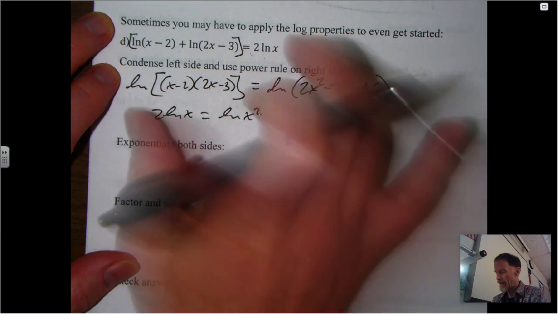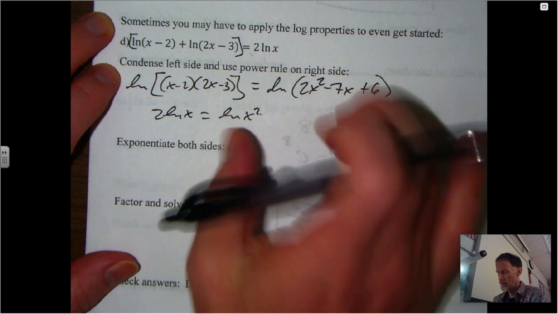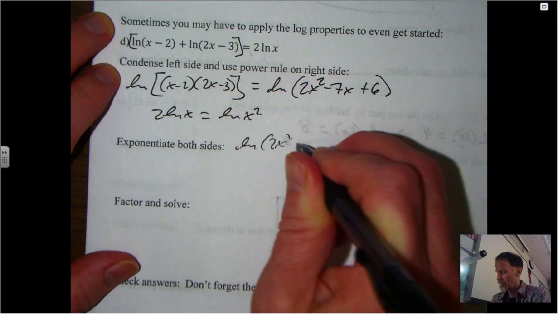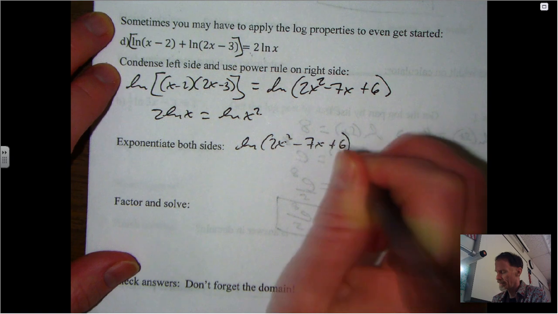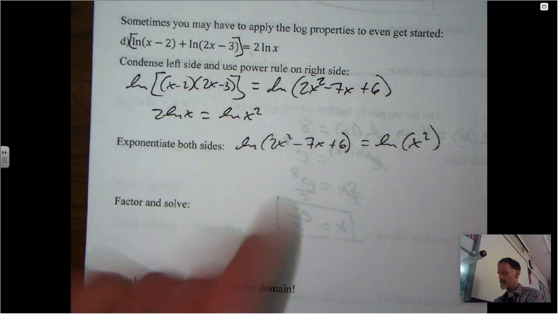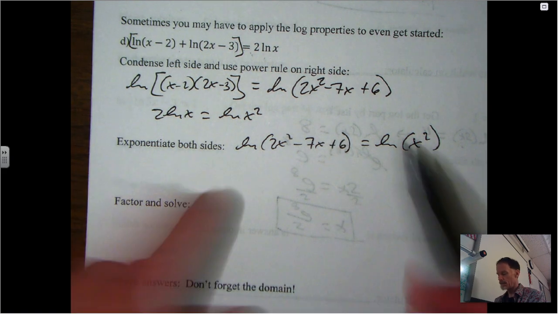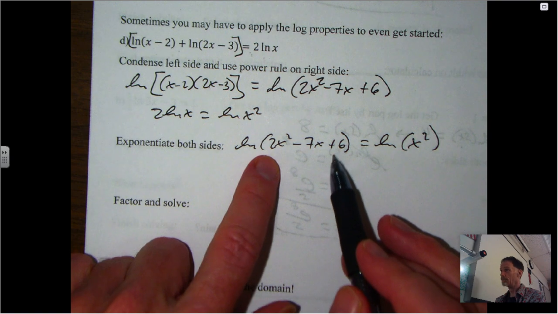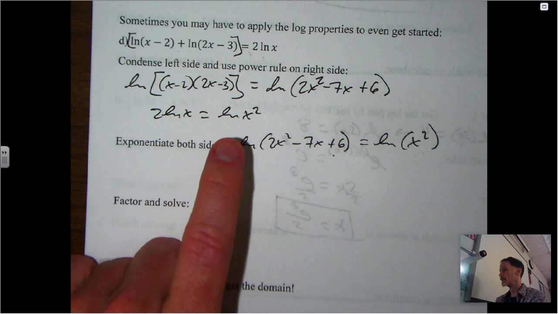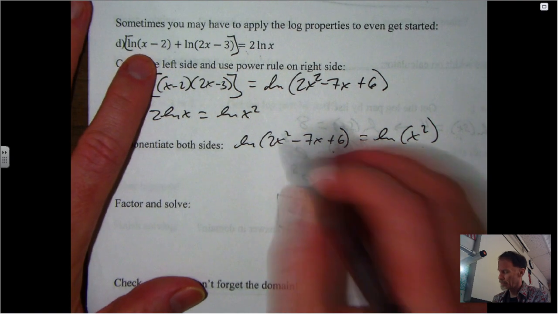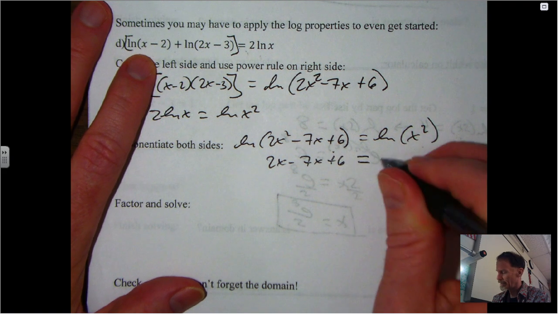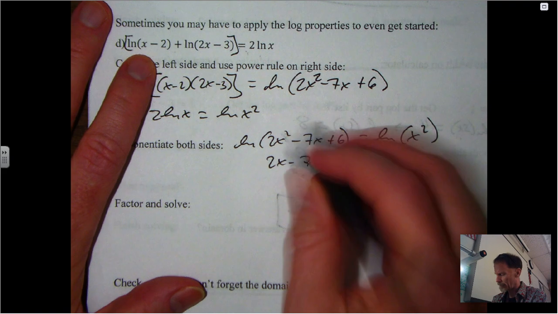So if I rewrite the equation now using what I did with the rules, I have ln of 2x squared minus 7x plus 6 equals ln of x squared. Well, you can exponentiate both sides, but really, I have the ln of something equals the ln of something, so I can set the somethings equal to each other. So I can just write 2x squared minus 7x plus 6 equals x squared. Keep on forgetting to write squared there, sorry.